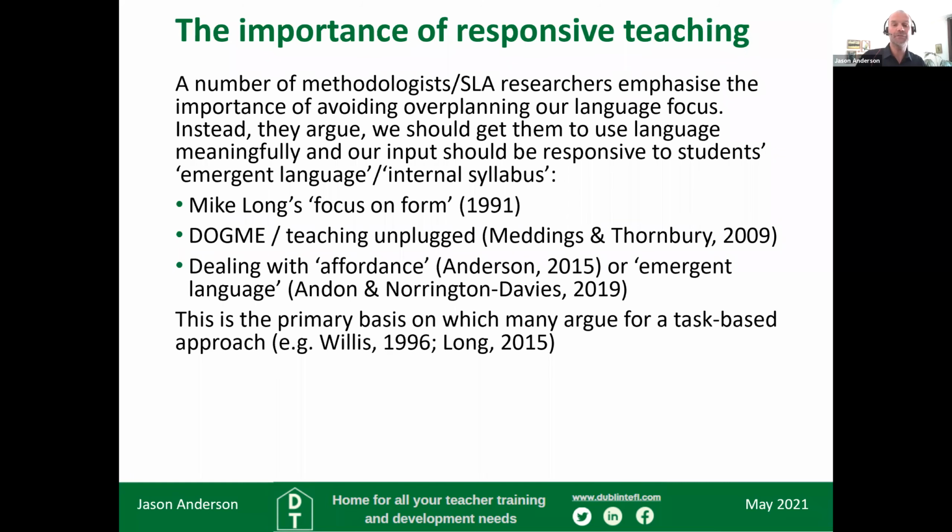Then we've got this idea of dealing with affordance, which is something I've written about recently. And by affordance, I suppose we mean learning opportunities in the lesson. If you've got a chance to look at the reference, you'll find it in the ELT Journal. Or dealing with what's sometimes called emergent language. And the reference there is to a talk by Nick Andon and Danny Norrington-Davies from King's College London, a very interesting one about emergent language.